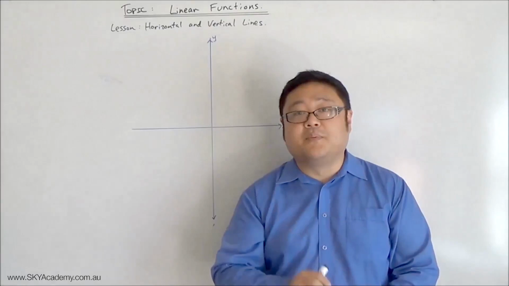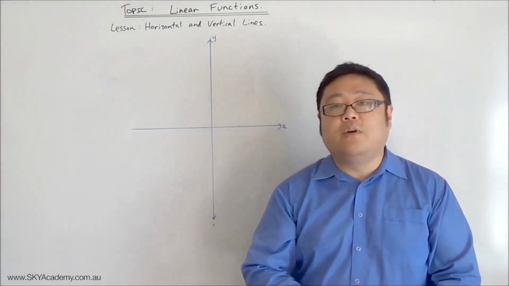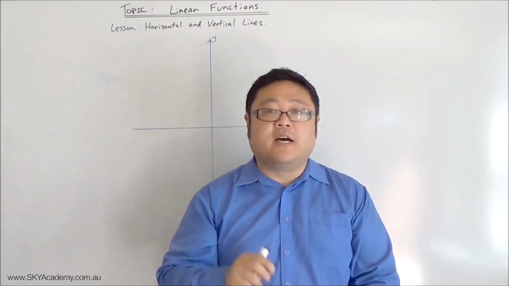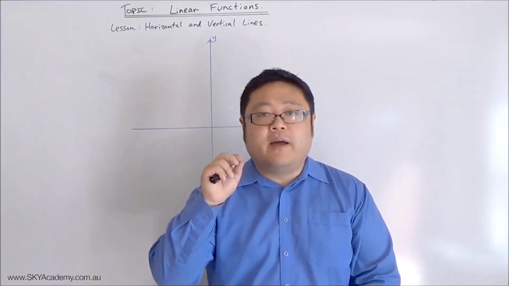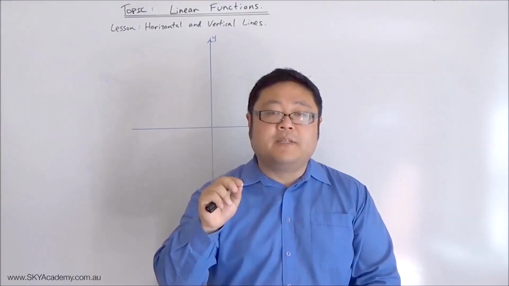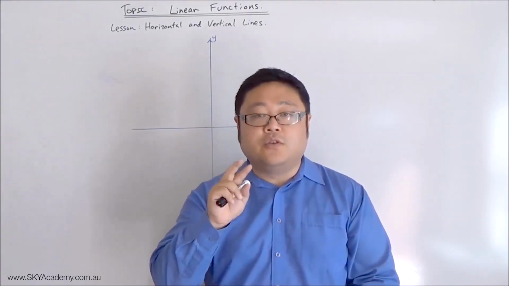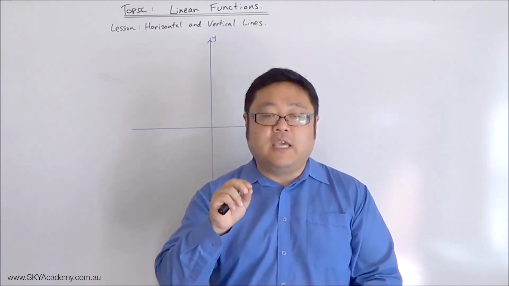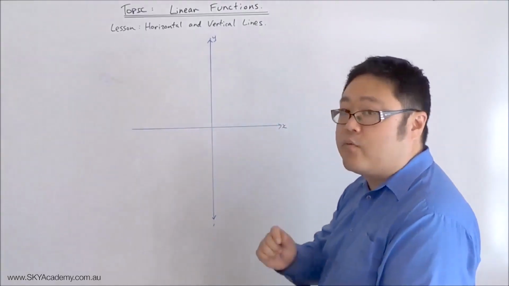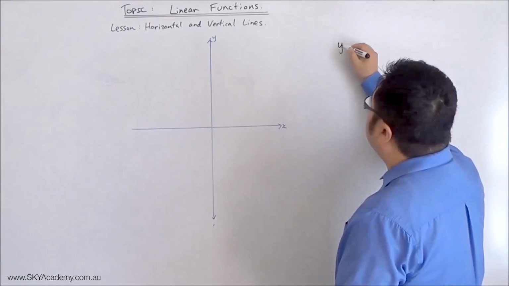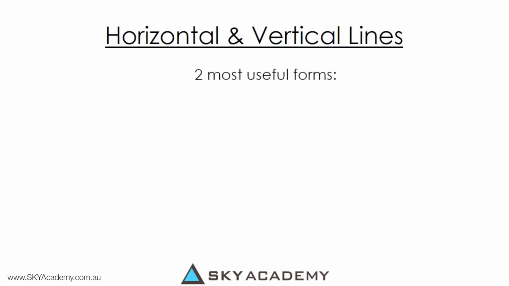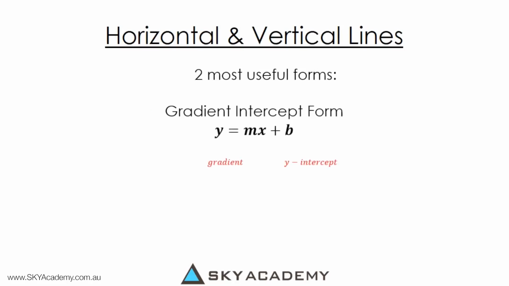This is Sung, the Principal and Director of Sky Academy, and we've been looking at the topic of linear functions, analysing them. From our study up until now, we will have realised that the two forms that are most useful for putting a linear function into are the gradient intercept form, which is y is equal to mx plus b. Do you remember that? In this situation, m would be the gradient, b would be the y-intercept.